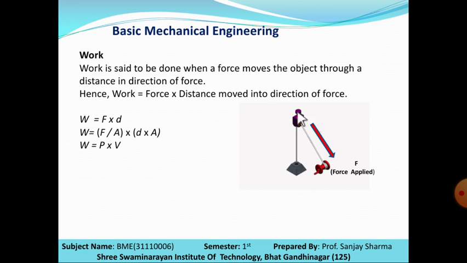For example, you can see here a pulley is there, a weight is there. Now some force is being applied, and this is being lifted. When force is applied in this direction, the distance traveled by the weight is in this direction. So the product of this, we can say the work has been done. So you can see here, when some force is applied, this object moves in some direction, and the work is said to be done.